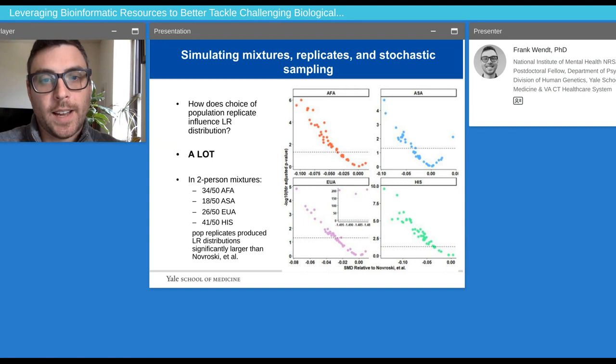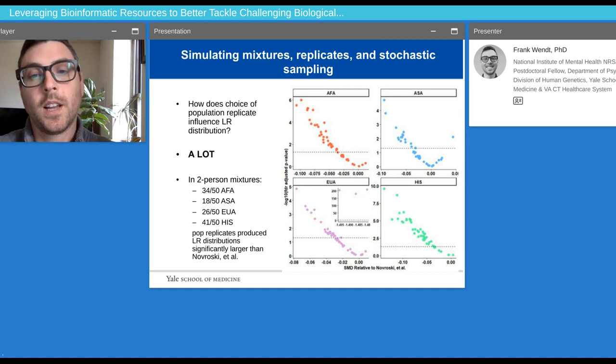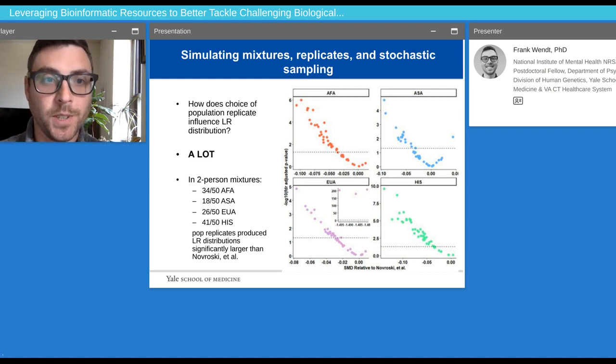So here we're showing how your choice of population replicate influences the distribution of likelihood ratios across all 200 of the mixtures that we created per facet or per group of individuals. On the x-axis, we're showing the standardized mean difference, which is really just a way to better capture the magnitude of effect size between two distributions, given the standard deviation across everybody from those two groups. On the y-axis, we're looking at the minus log 10 p-value for the FDR adjusted p-value.